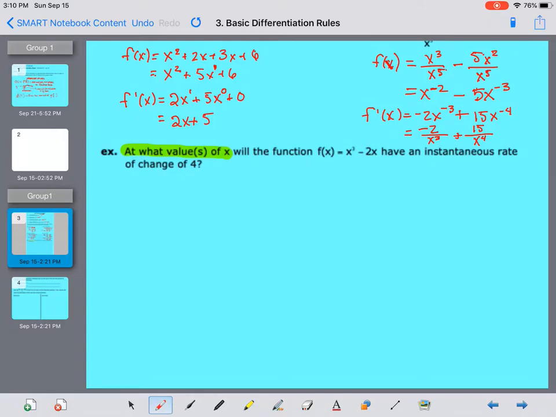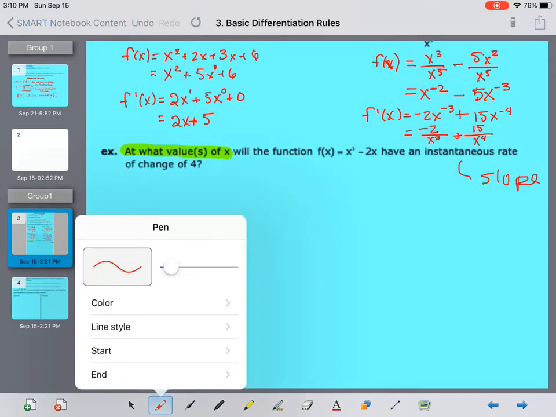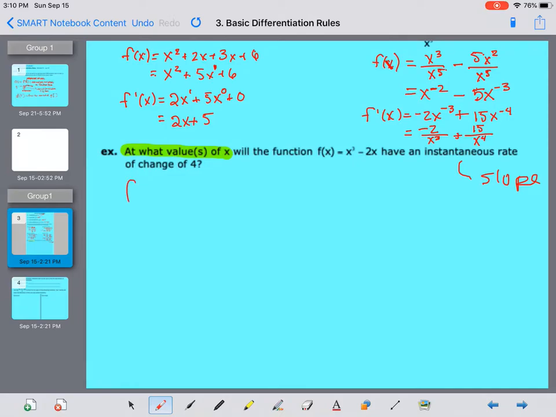Remember that idea of instantaneous rate of change, that's our slope. So what we're talking about is in fact that our slope, our f prime, is 4. So our f prime is equal to 4 here. Sorry, I had to change out my pen because it's not working anymore. So I'm going to have some serial killer writing right here.